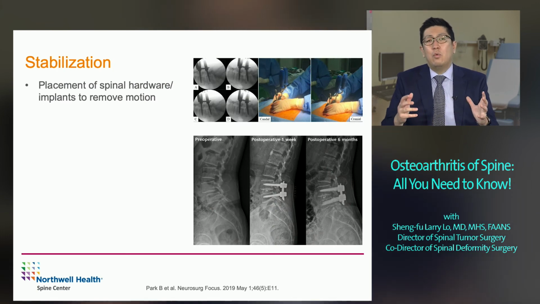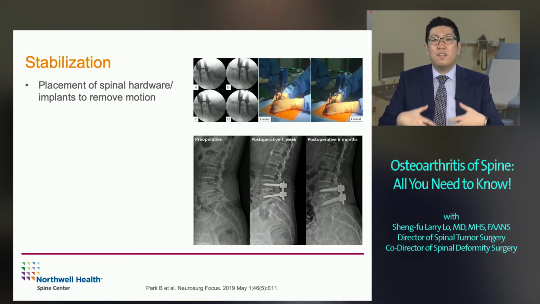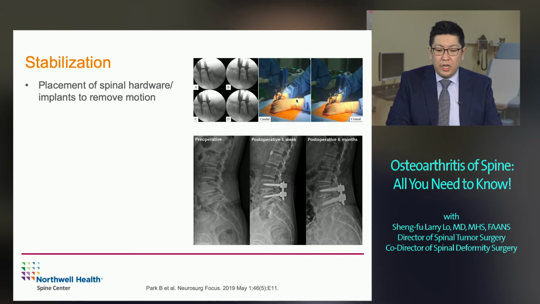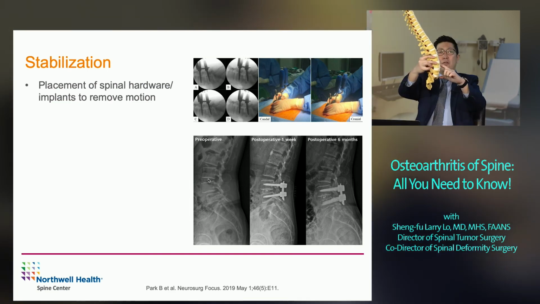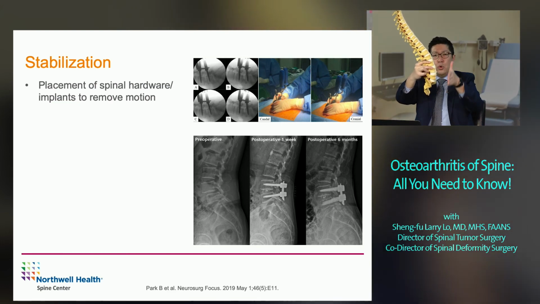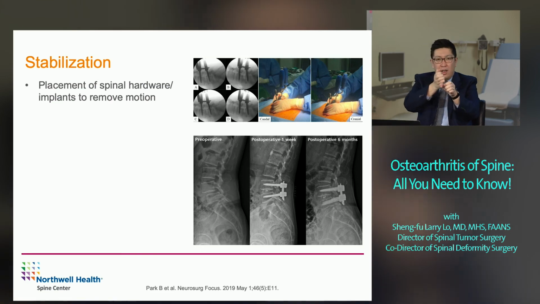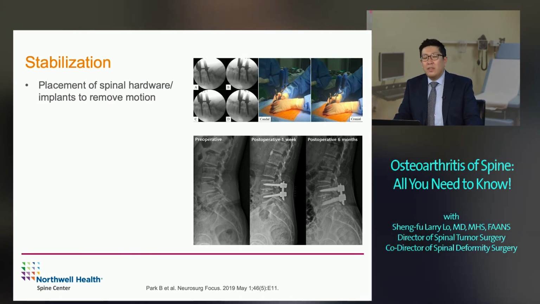The second thing that we do as surgeons possibly is a stabilization or a spinal fusion. And what that implies is basically placement of spinal hardware or implants to remove or reduce motion. If you take a look here, on these x-rays, this patient has a slippage at L4-5, meaning that the L4 vertebra is slipped in front of the L5. So it's not in one continuity, but basically the L4 is out in front of L5. And what that can cause is basically foot weakness or a foot drop.